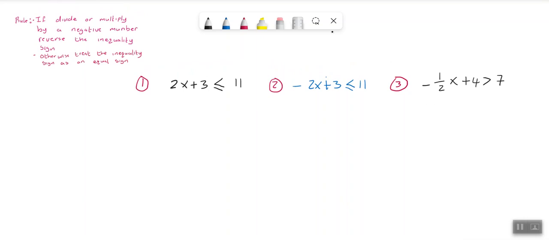So let's go through the first question. This is an example of an inequality. Why is it an inequality? Because it has this inequality sign here. What we're trying to do is solve for x, and we treat it exactly like an equation, except for this rule here if we have to divide or multiply either side by a negative number. So let's look at this first one. What we want to do is get x on its own. So we have to subtract 3 on both sides to get rid of the 3 here.